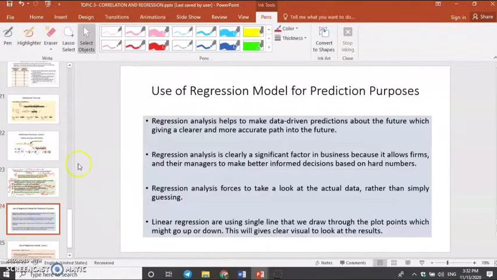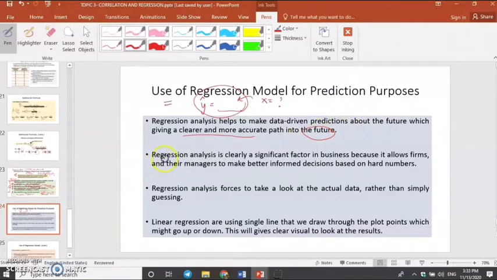Okay, for the next slide, the use of the regression model. The use of the regression model for prediction purposes. Regression analysis helps to make data-driven predictions about the future, giving a clearer and more accurate path in the future. So this is in terms of its use, what the regression model is used for. Once we have the model, Y equals something. Let's say you will get the model, and you can make predictions. Meaning, let's say if X equals some value, you will get Y equals some value. Later I will show this question, there is an example question. That is why we say we can know the prediction about the future.